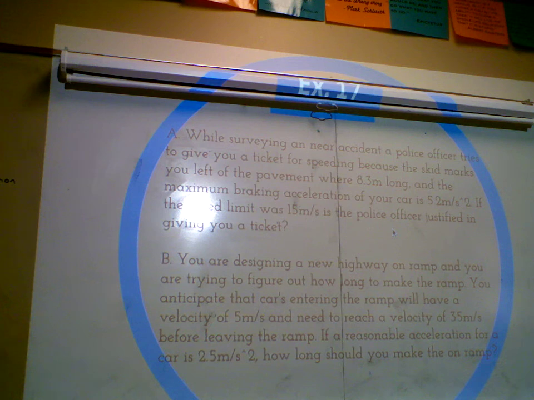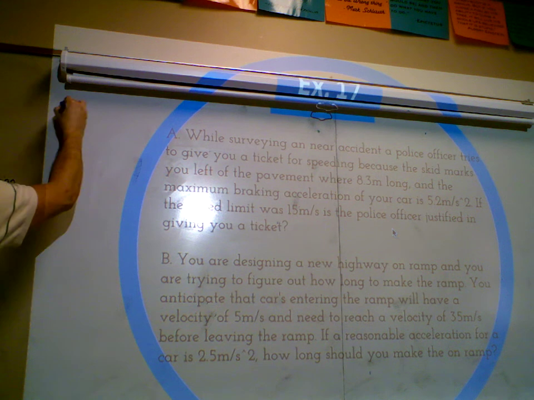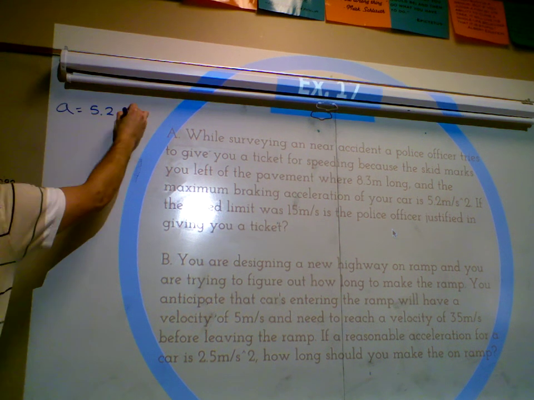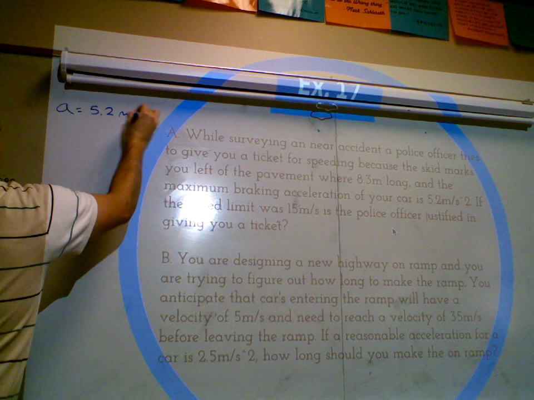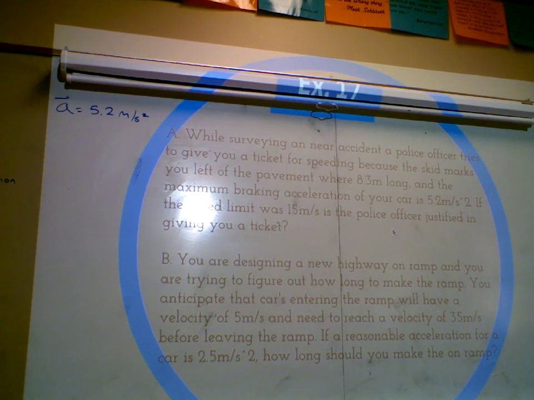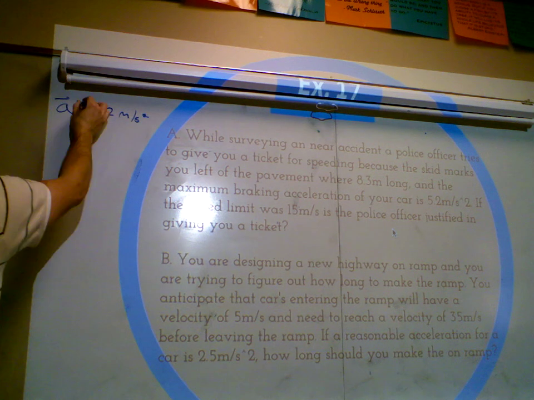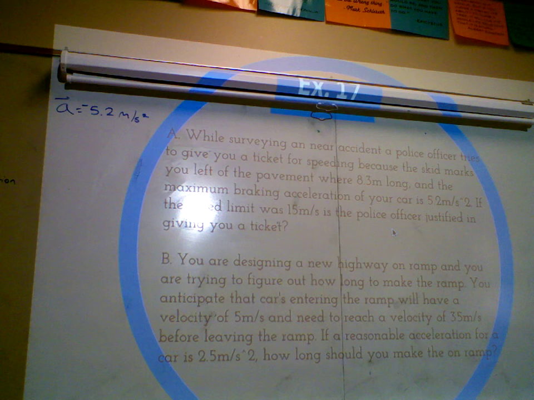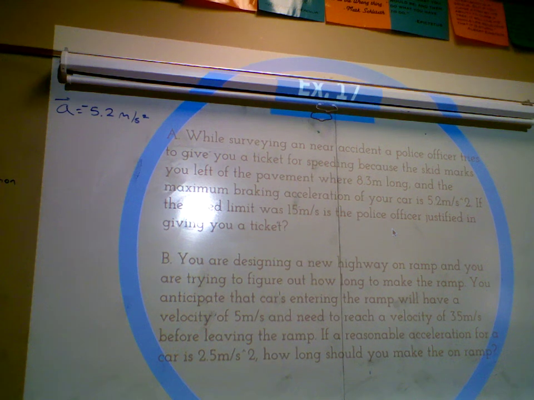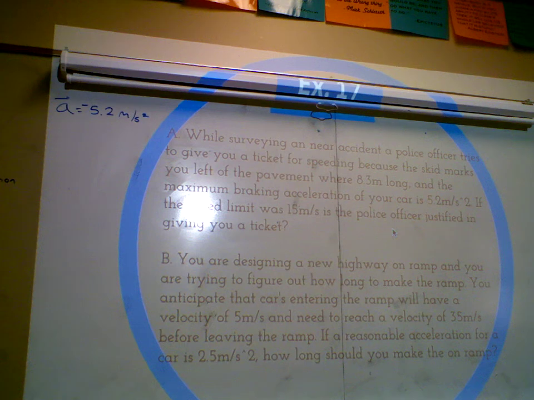So, what do we know? We know acceleration. Acceleration is 5.2 meters per second squared. Now, is this acceleration speeding the car up or slowing the car down? Slowing the car down. So is it positive or negative acceleration? Negative. We're assuming the car's direction of travel is positive, right? So it's a negative 5.2 meters per second squared.